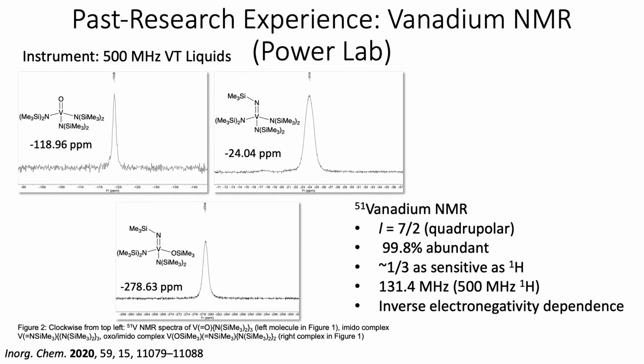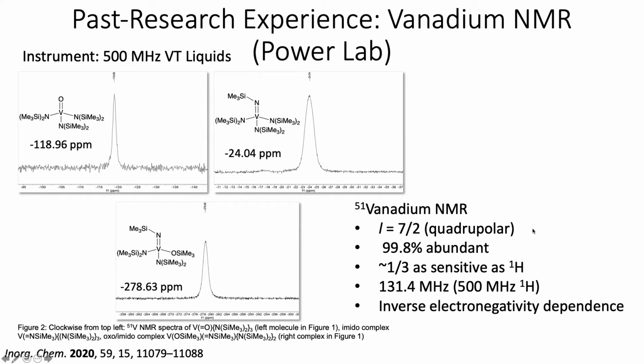So not only was the Power Lab doing variable temperature work, but they were also studying a nucleus that, frankly, was uncommon, and the fact that the 500 megahertz had the capabilities of both a broadband probe and VT allowed them to collect vanadium NMR at varied temperature.